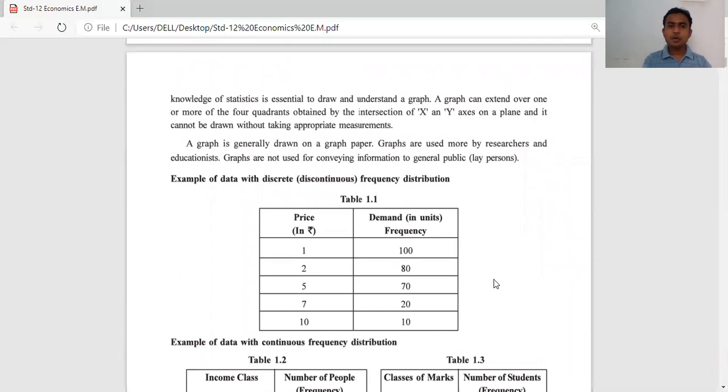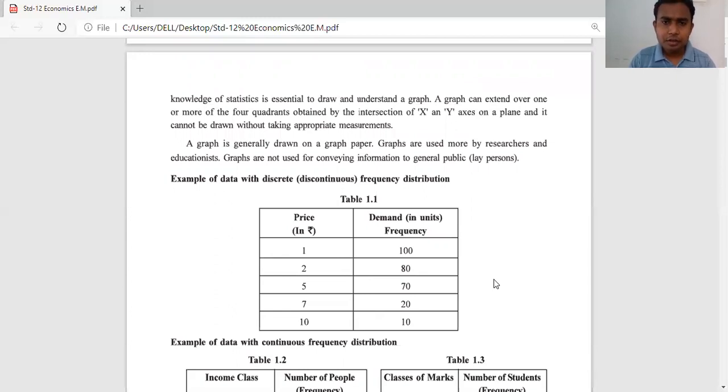A graph can extend over one or more of the four quadrants obtained by the intersection of the x and y axis on a plane, and it cannot be drawn without taking appropriate measurement. Now, if you have to draw a graph, you need to have knowledge of statistics. You need to have some ideas of statistics. You need to know some formulae of statistics. Then only you can draw a graph.